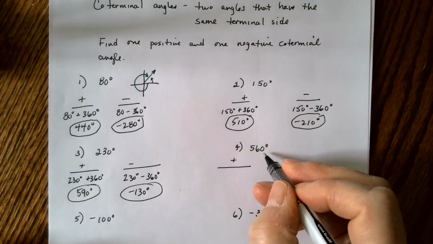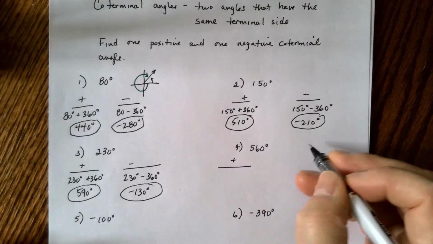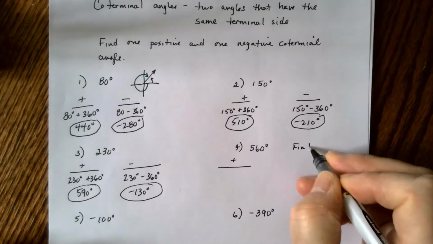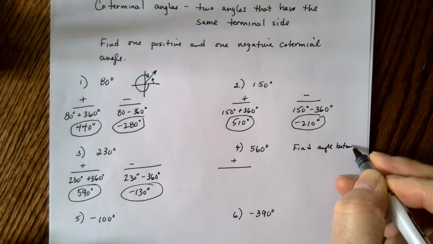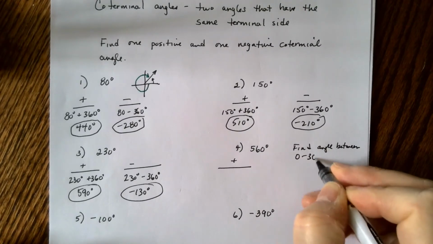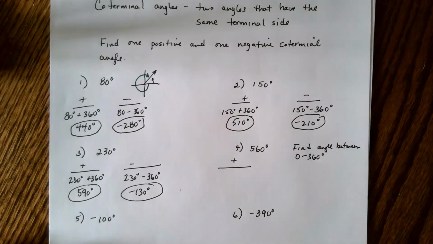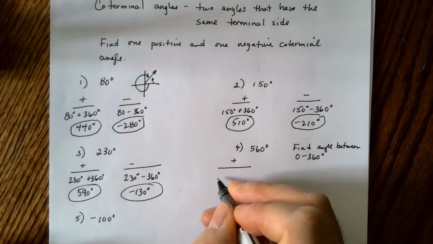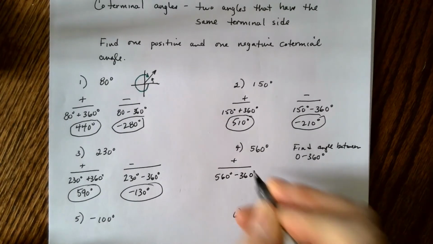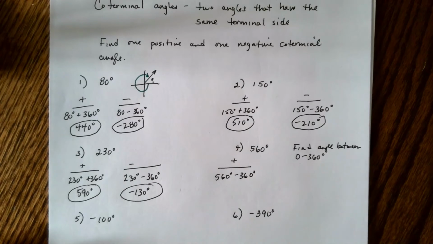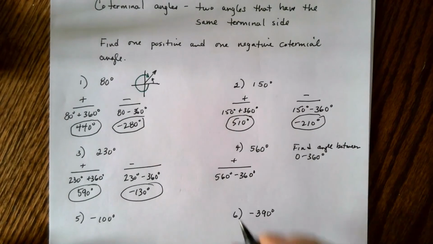So if your angle is greater than 360, you want to find an angle between 0 and 360. That would be your positive or negative coterminal angle. That's what you want to look for. So this time it's going to be a little bit different. I'm going to take 560 degrees and subtract 360 from it. And I'm going to end up with 200 degrees.